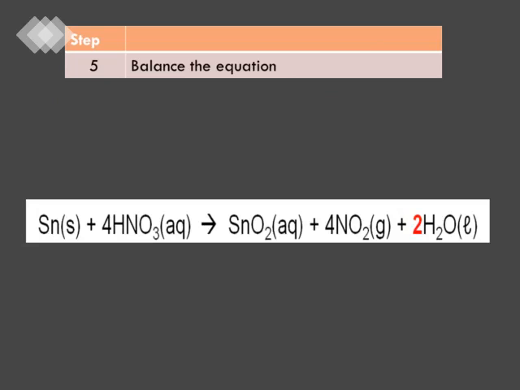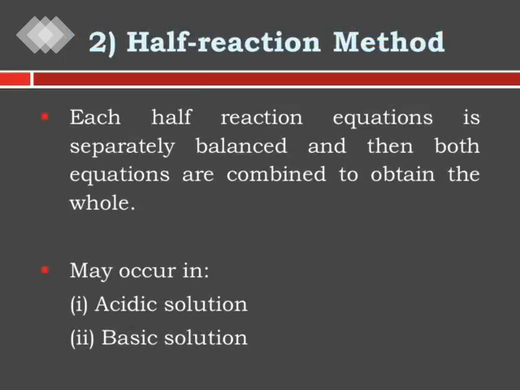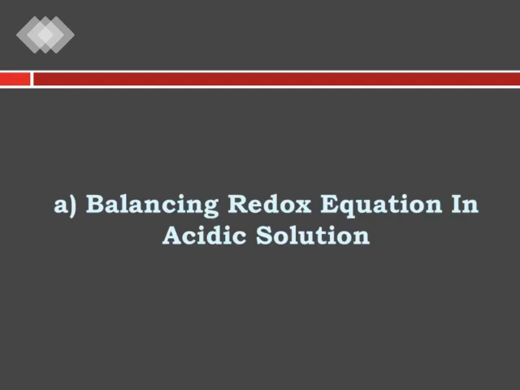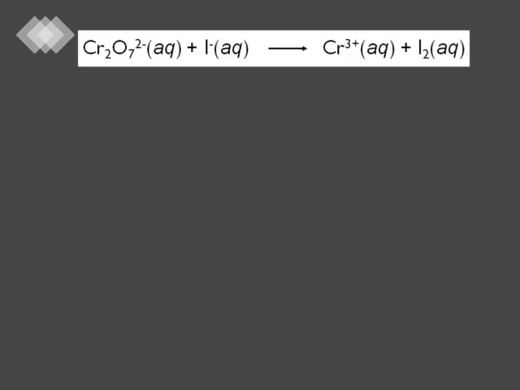Finally, we balance the overall redox reaction. In half reaction method, each half reaction equation is separately balanced. It may occur in acidic or basic solution. First, let us balance the redox equation in acidic solution. For this reaction, first we divide it into separate half reactions.